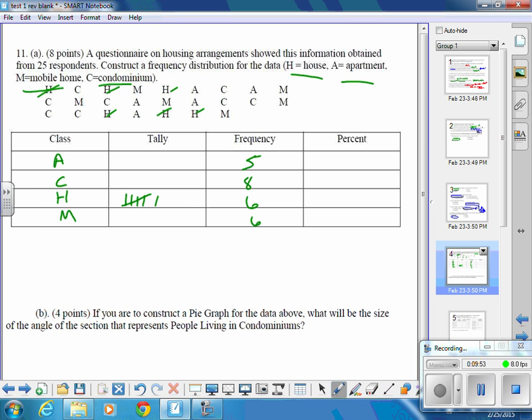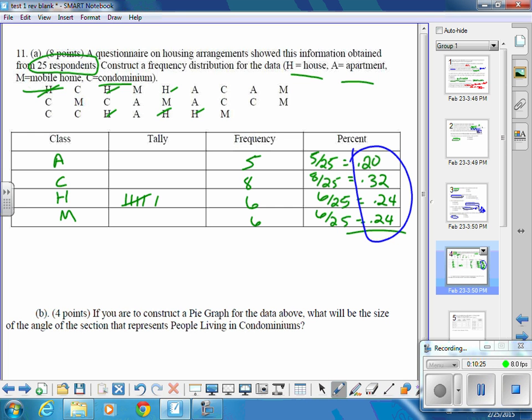How do you find the percent? Well, the total here is 25. I take the frequency number divided by the total, 5 out of 25, and I make that a decimal, 0.20. The next one would be 8 out of 25, which is 0.32, and then 6 out of 25, which is 0.24, and the same thing for the last one, 0.24. Okay, all these decimals need to add up to 1. That's how you know you did that correctly. That's all they wanted for that part of the problem.